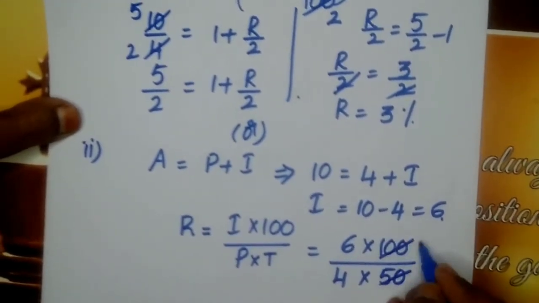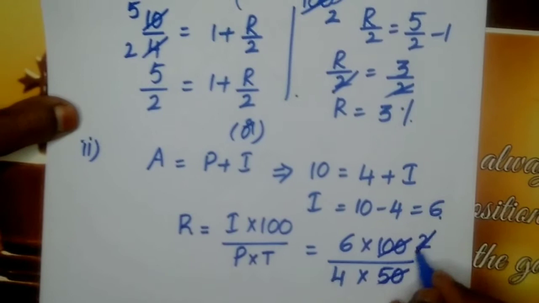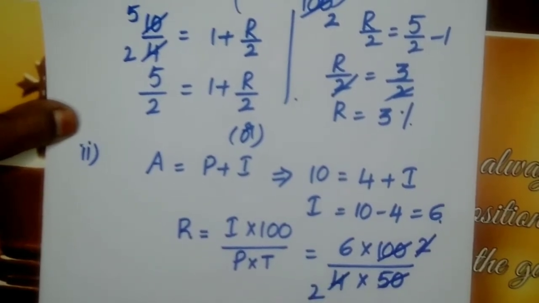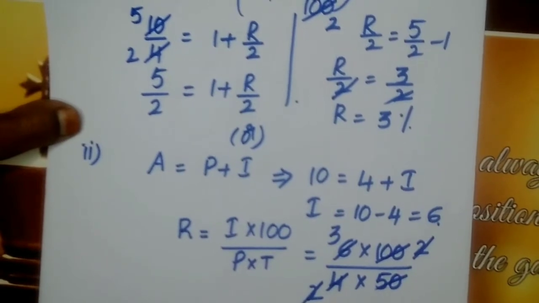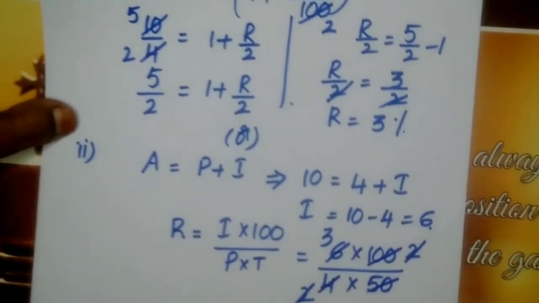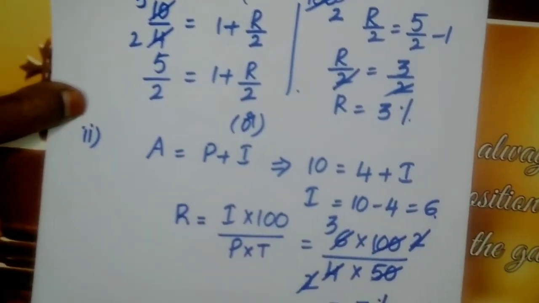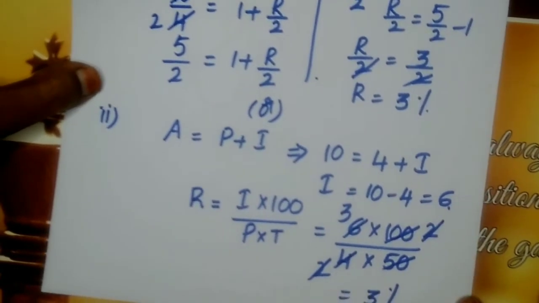So 2 fifties are 100, and 2 twos are 4. And this 2 cancels, leaving 3. So the final answer is 3. Only 3 is left. So what's the rate percent here? Which is 3%.